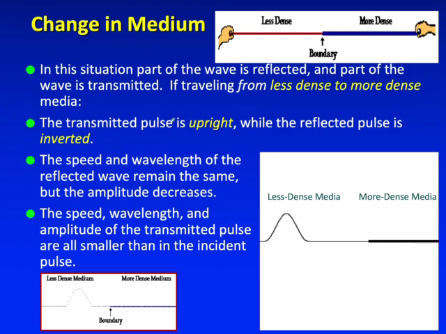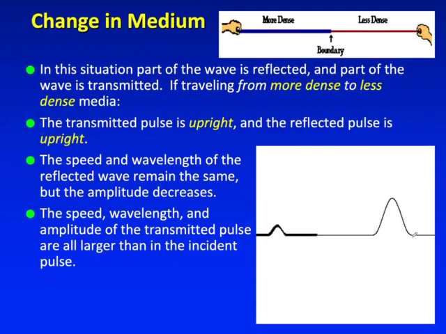The interesting thing about this, the speed and wavelength of the reflected pulse remain the same, but the amplitude decreases because part of the energy went through that boundary. So notice the amplitude gets smaller coming back. It's inverted. The wave speed and amplitude of the transmitted pulse are all smaller than the original one. Why? The speed gets slower. Not all the energy is transferred. And the wavelength gets smaller because the velocity is smaller in the more dense medium, typically, at least for ropes.